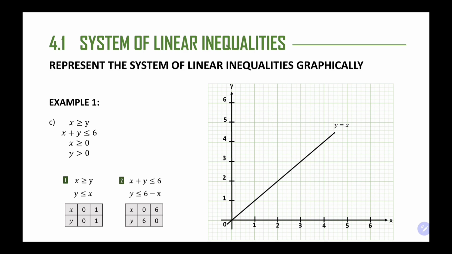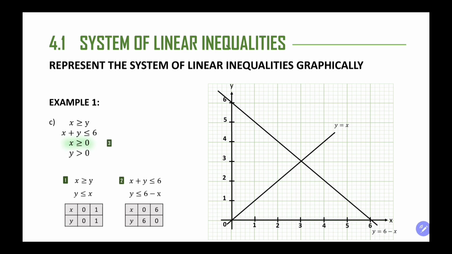Next equation, we have intercept 6, 6. So we put the line at 6, 6. And this one is y less than or equal. So we also use a solid line. Then we label the line y equals 6 minus x.